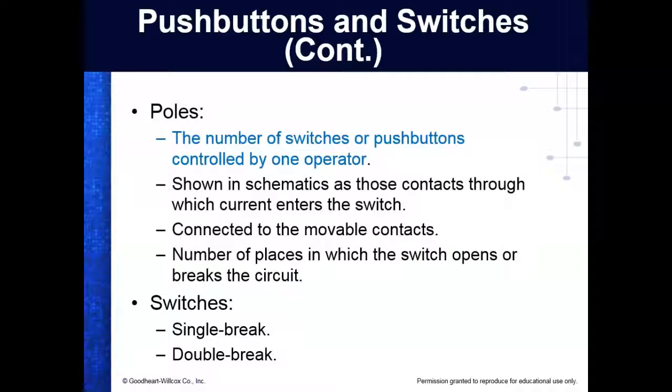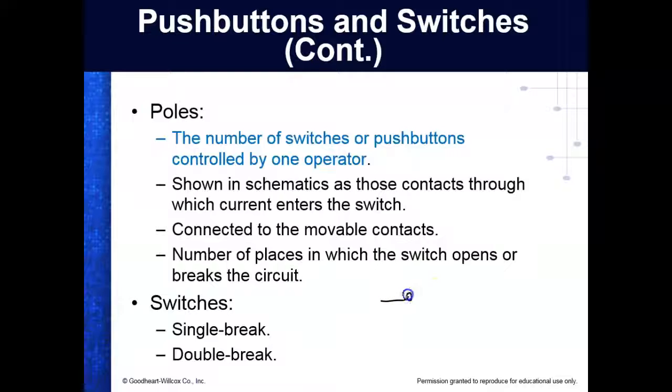Poles are the number of switches that we are controlling. And then throws are the number of conditions that the switch can be in to control something, right? Understand that? Yes, right. Can you repeat that? The poles are the number of switches being controlled by the same operator. That should probably be best. The throws are the number of positions the switch can be put in to control a circuit.